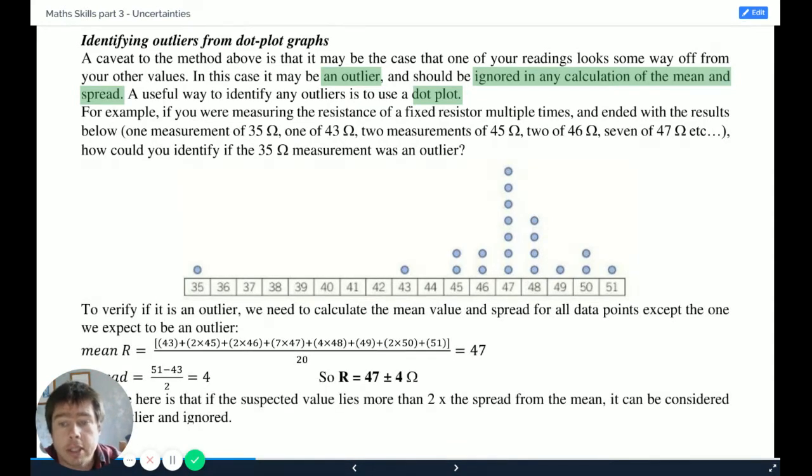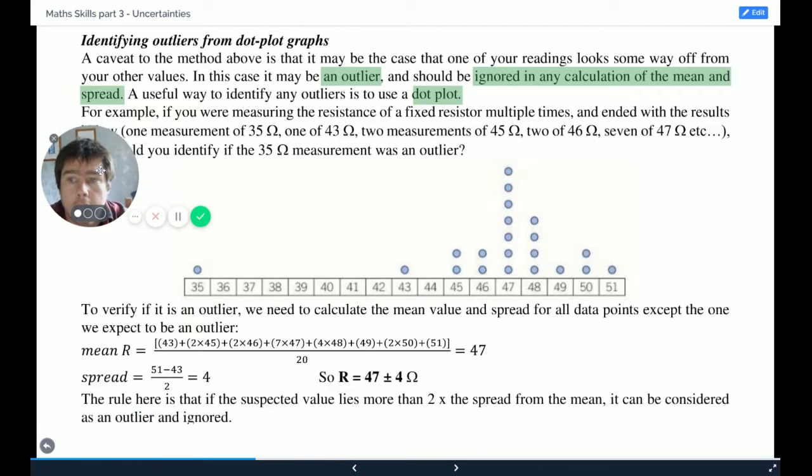So to verify whether it's an outlier, there's a couple of stages that we need to work with here. First thing is we need to ignore our potential outlier. So we're not going to take this one into account, but then we're going to work out the mean, and we're going to work out the spread. So if I were to add all these up, so 43 plus 45 plus 45 plus 46 plus 46 plus loads of 47s plus a load of 48s plus 49 plus 50 plus 50 plus 51. So each dot represents one reading. So when I did this experiment, I measured 47 7 different times. Can't count.